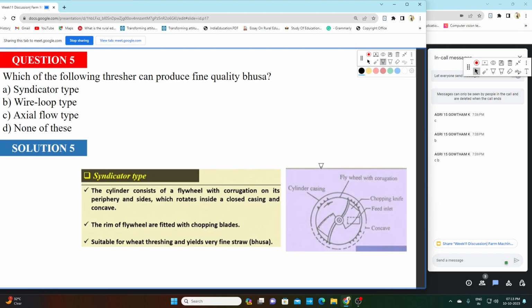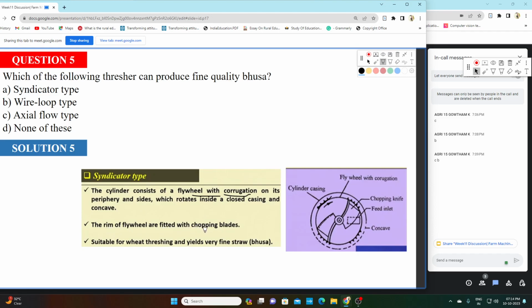This is the diagram of a syndicated type thresher, and syndicated type means you can see it is like a flywheel, or you can say like a fan. The cylinder consists of a flywheel with corrugation on its periphery. You can see some teeth on its periphery, that is known as corrugation, and it rotates inside the closed casing and the concave. The dotted lines always denote the concave, and this is your flywheel type of structure, and at the top of it there are corrugations.